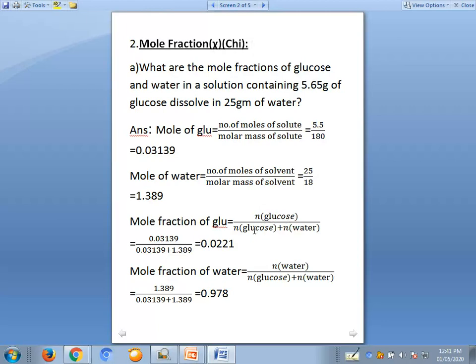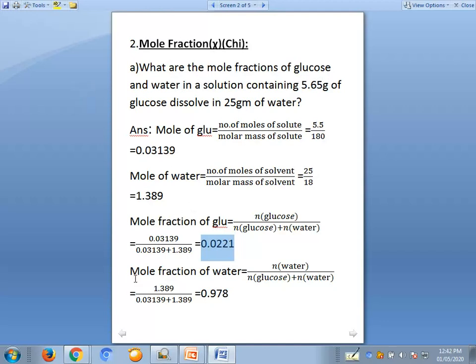N of glucose divided by N of glucose plus N of water. Here N represents number of moles. The number of moles of glucose we have calculated is 0.03139. So substitute the values of N for water and glucose here and simplify. You will get the answer as what? 0.0221. Now this is, dear students, the mole fraction of glucose. So we have calculated the mole fraction of glucose.